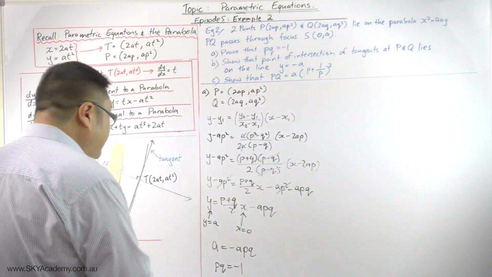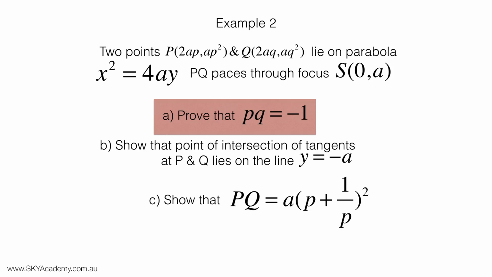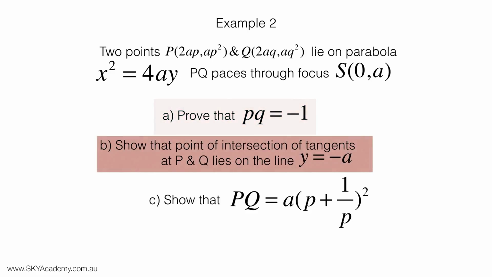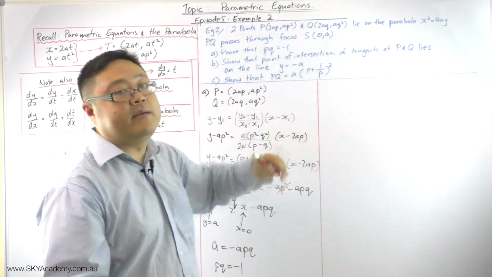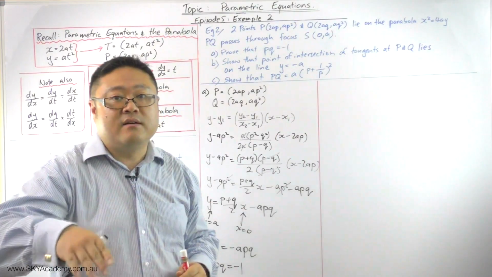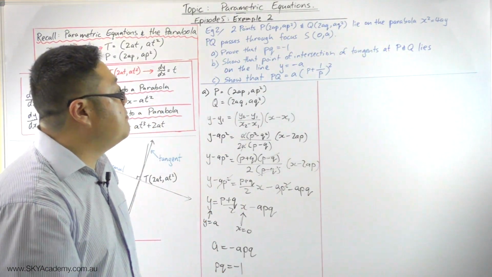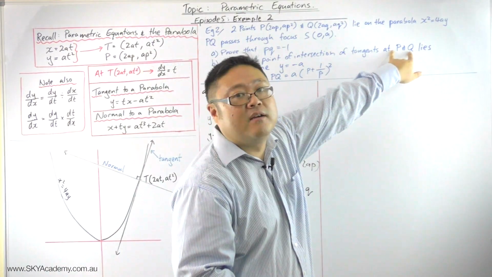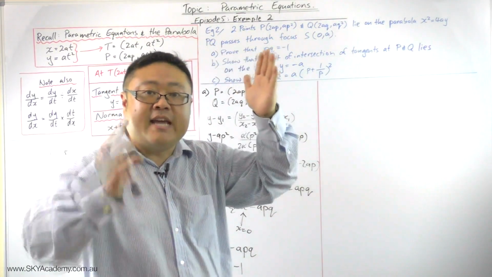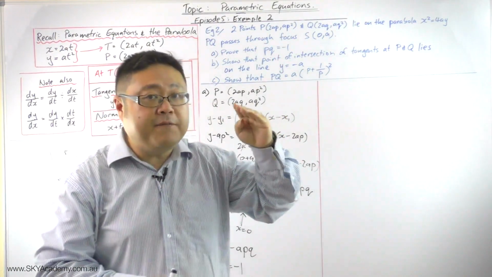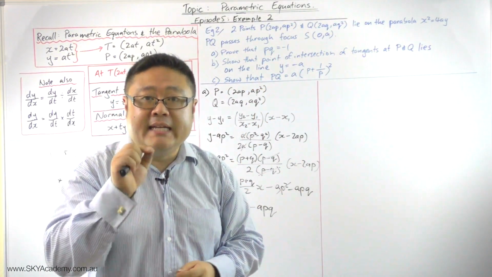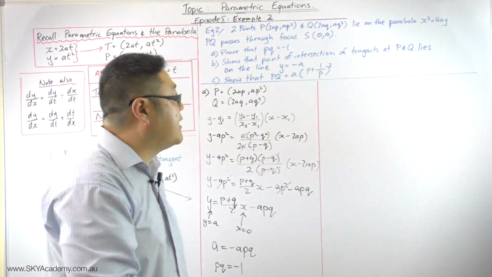Now let's have a look at part B. Part B says, show that the point of intersection of tangents at P and Q lies on the line y equals minus a. Now, what is y equals minus a? If the focus is (0, a), y equals minus a is the directrix of the parabola. Which means that if two points on a parabola make a focal chord, their tangents will intersect at the directrix. That's exactly what it means.